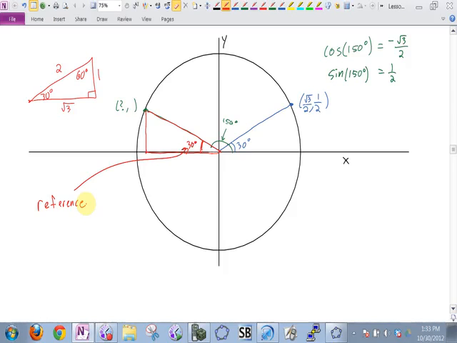90. I like 90. 90 is a good one. What are the coordinates of this point? 0, 1. Every single person has said 1, 0 today. Every single time.